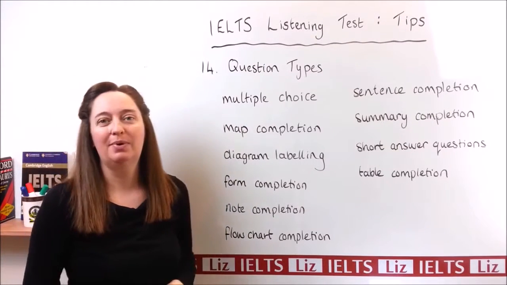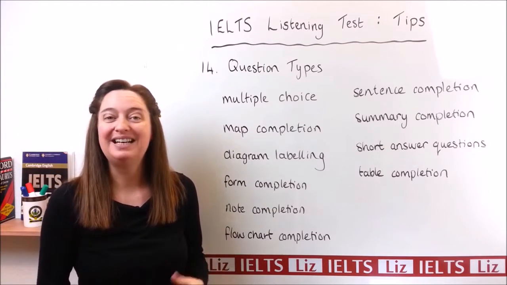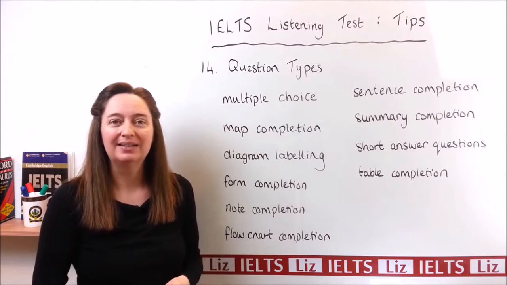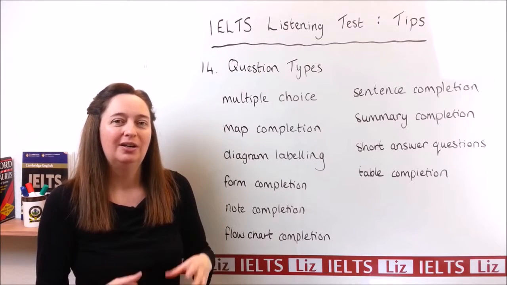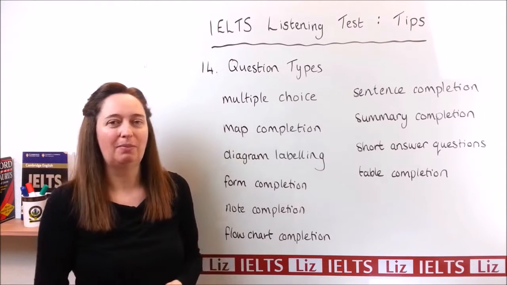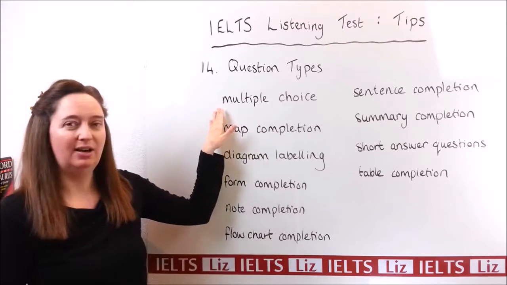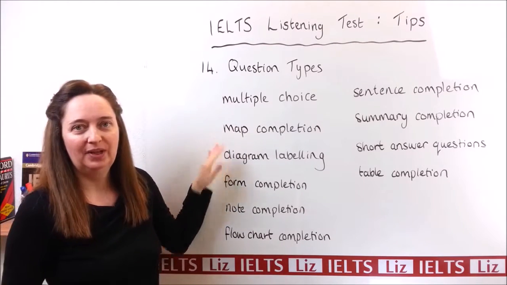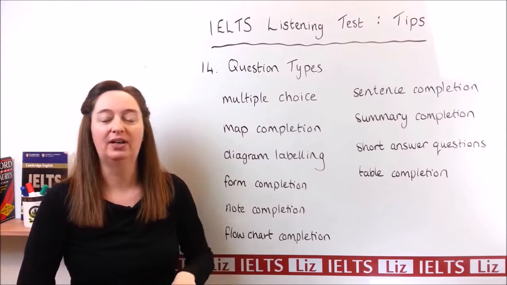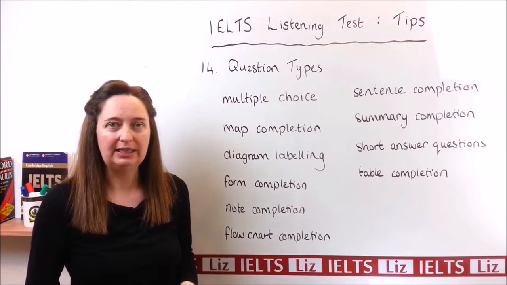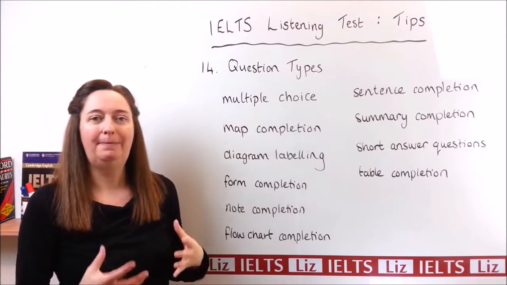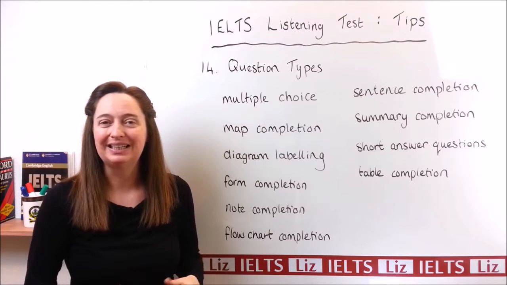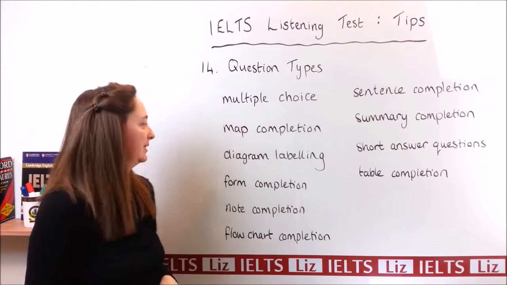Or the multiple choice might be a choice of people's names. Do you remember in section 3, there are 3 or 4 speakers, so you might have to match the name of the person with the information. So there are different kinds of multiple choice. There's also map completion, and that's when you're given the map of a town or some streets. It might also be a building plan. So that's when you've got all the rooms in a building that you have to label and complete.